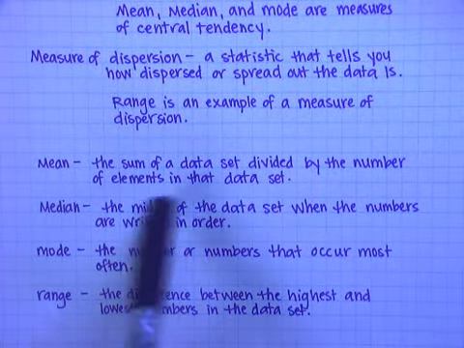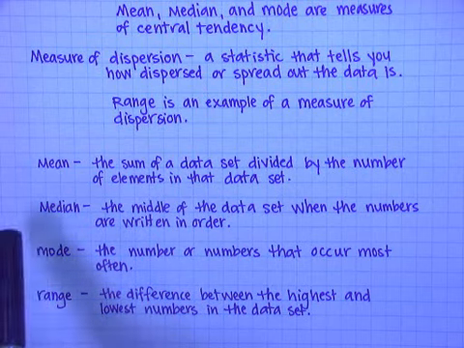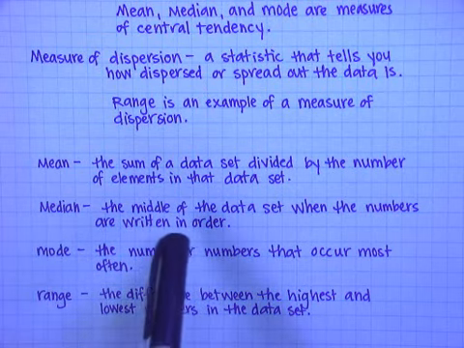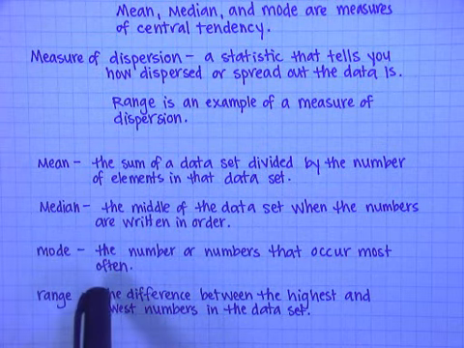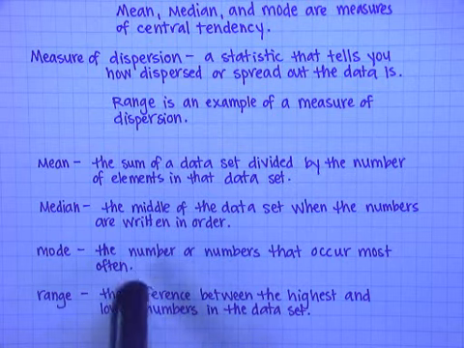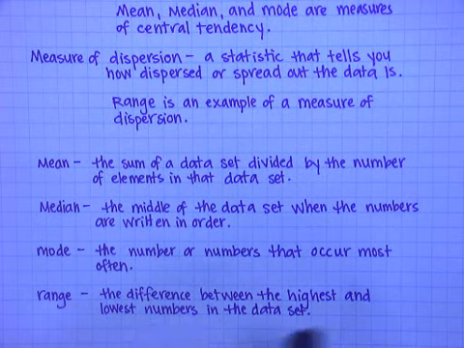The mean is the sum of a data set divided by the number of elements in that data set. The median is the middle of the data set when the numbers are written in order. It's really important there that you write them in order to find the median. The mode is the number or numbers that occur most often. Notice that there might be more than one mode in a data set. There also might be no mode in a data set. And the range is the difference between the highest and lowest numbers in the data set.